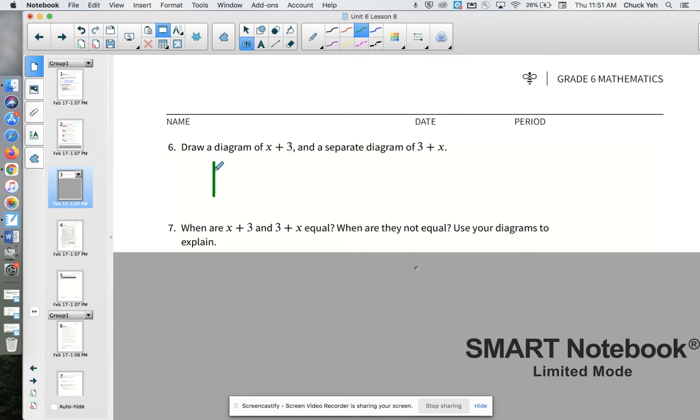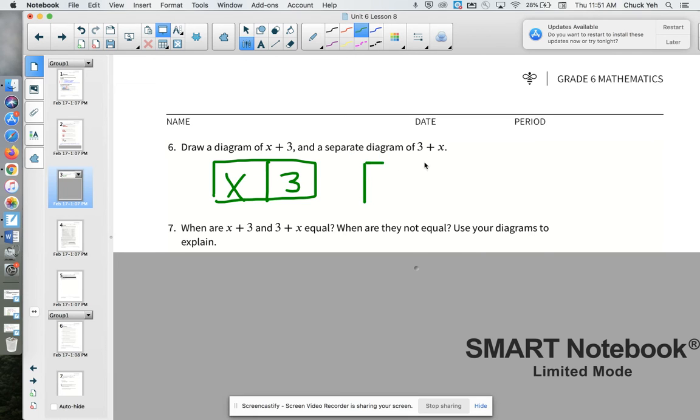All right, so draw a diagram x plus 3. I mean, it can be whatever you want. So this can be x, and this can be 3 in a separate diagram. So you're basically drawing the same thing. It's supposed to look the same.